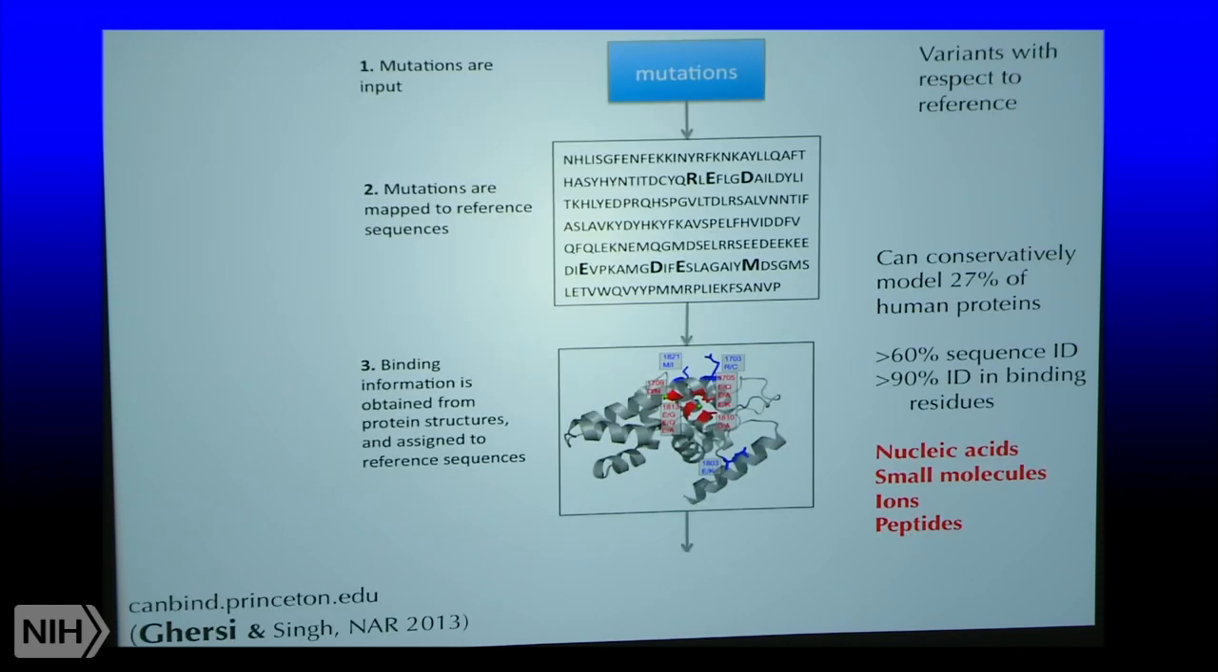Well, the first step is kind of obvious, and that's to use homology modeling. So maybe we don't have a structure for the protein we're interested in in complex with a ligand, but maybe we have a structure for another protein that's highly similar to it, and we know which residues within this highly similar protein are in contact with the ligand because we have a structure for it. So Dario Gersi in my group built this pipeline where he mapped mutations onto protein sequences, then he did homology searches to come up with structures where we knew which amino acids were in contact with either nucleic acids, small molecules, ions, and peptides. And he used very conservative thresholds, greater than 60% sequence identity and greater than 90% identity in the binding residues, to transfer information from this structure to the sequence that we're actually interested in.